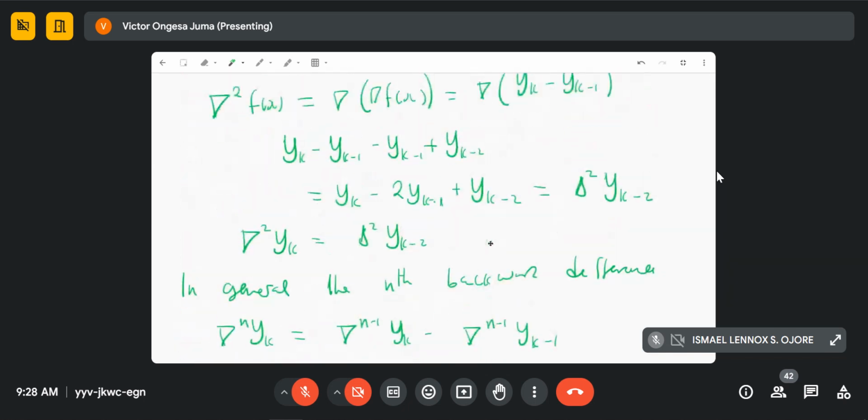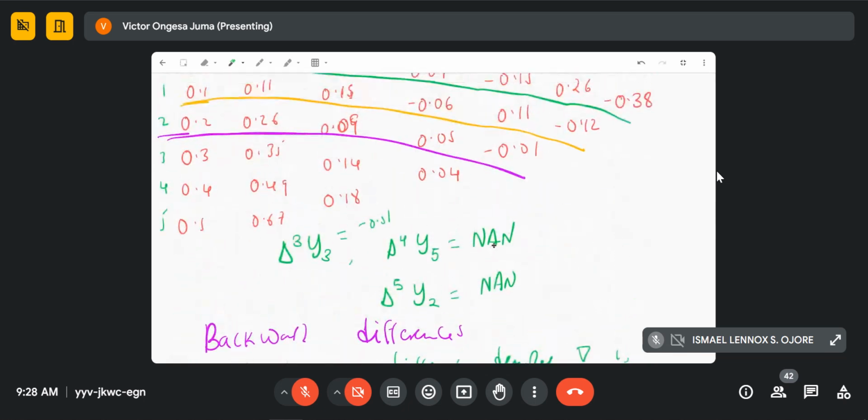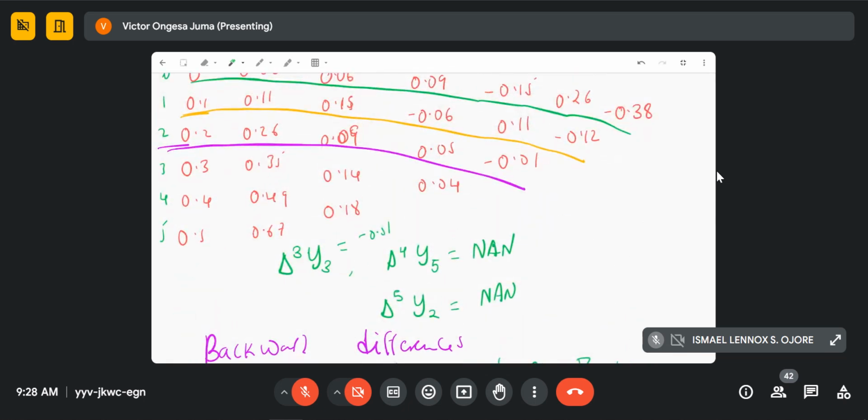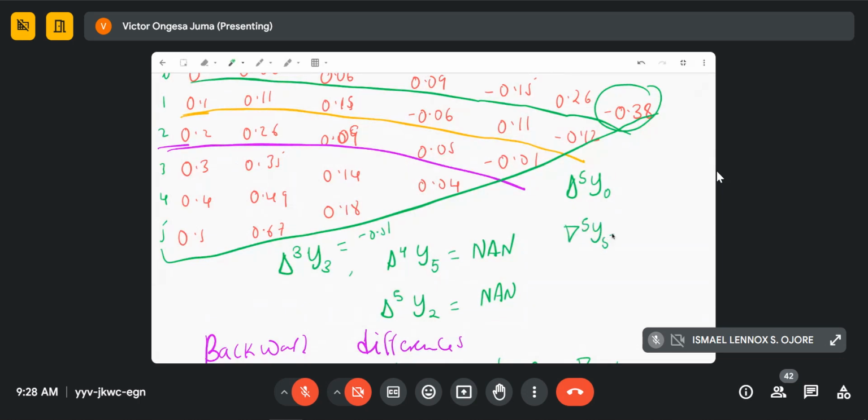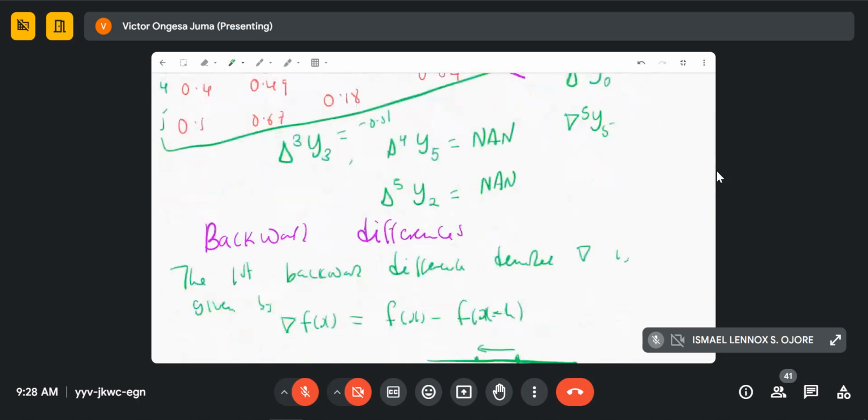So for example, if you look at this table, we can still read the backward differences in this. But for the backward difference, we are looking at the back. So if you look at this value, it is the fifth forward difference of y naught, but the same value is the fifth backward difference of y5. So the forward difference table and the backward difference table are the same.